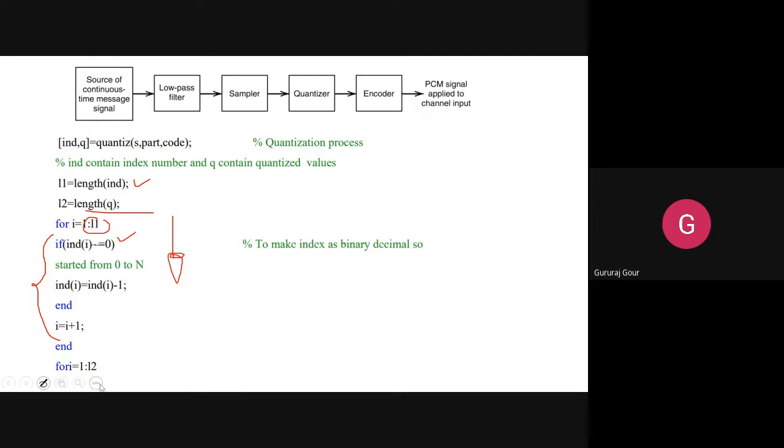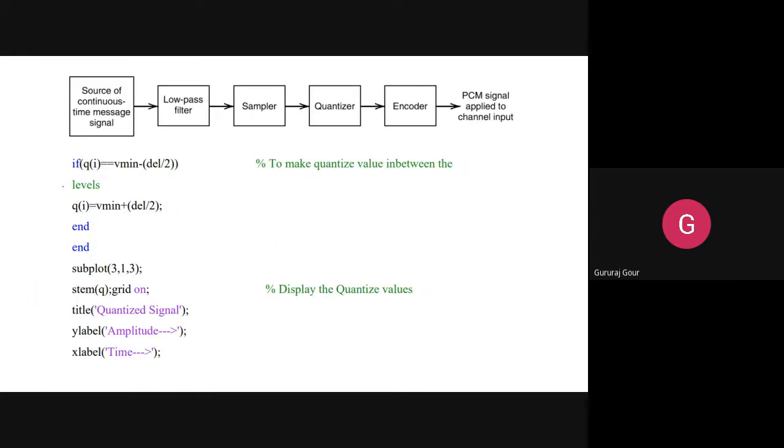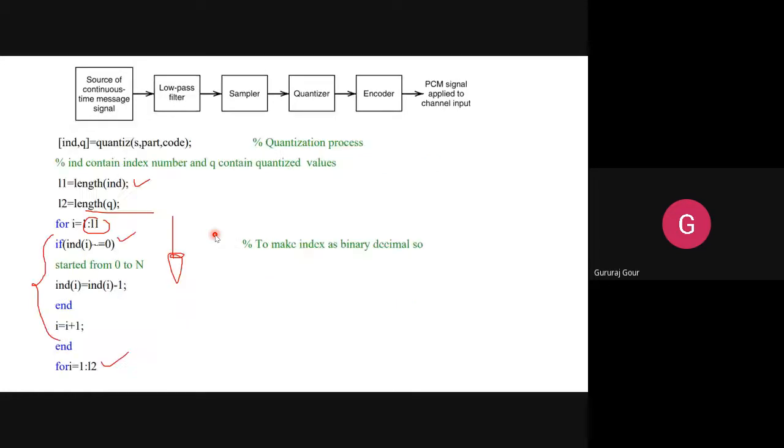Then you invoke the second loop with L2, that is the quantization values. Here you take care of the negative value. If it is V minimum minus del by 2, then you assign it as plus del by 2. In this way you get the rounding off. How you do that in terms of coding here: these two loops are important, these are the double loops.